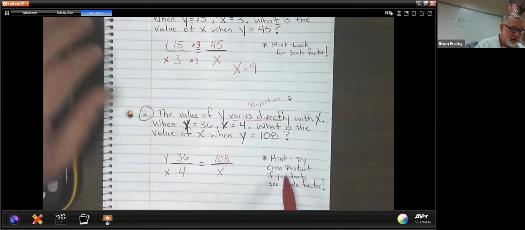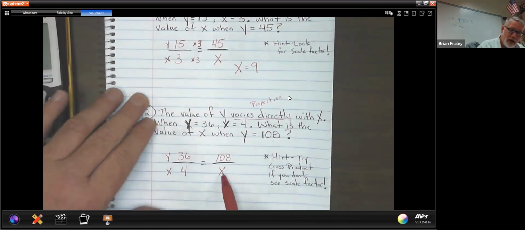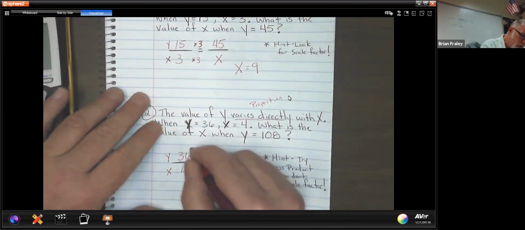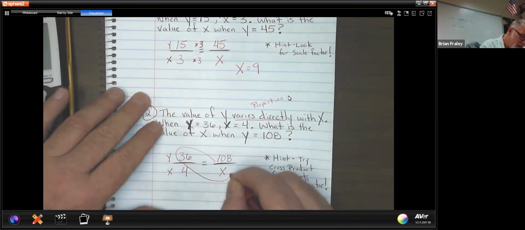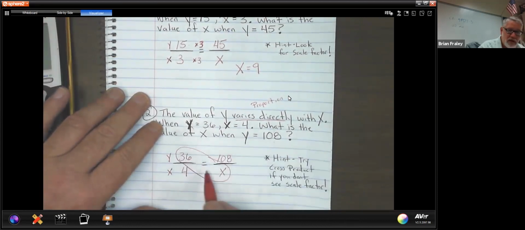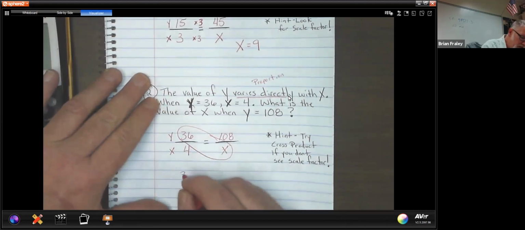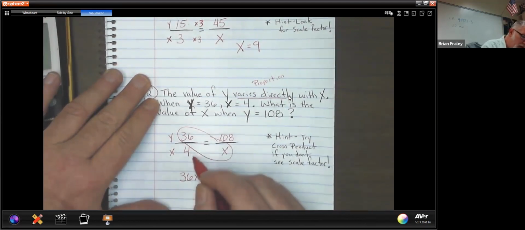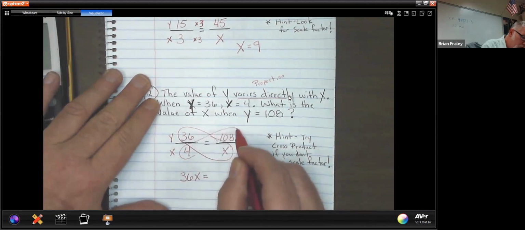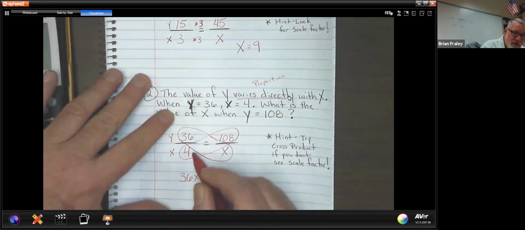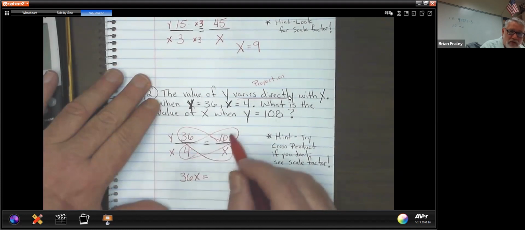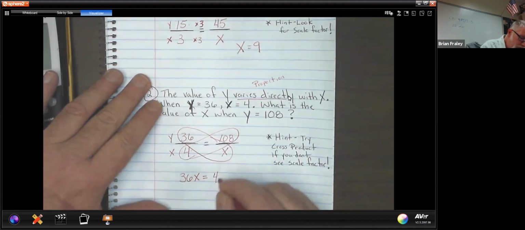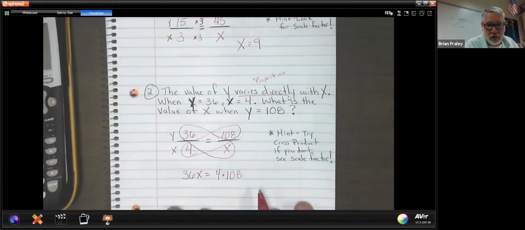You cross product. Cross product means you find your variable and you circle that with the number that's diagonal from it. Those two numbers get multiplied together. So 36 times x, or simply 36x. That side is going to be equal to the product of the other two diagonals. So you go ahead and find the other two numbers and circle them diagonally, and those two numbers get multiplied together. 4 times 108. So this is how you cross product and set this up.